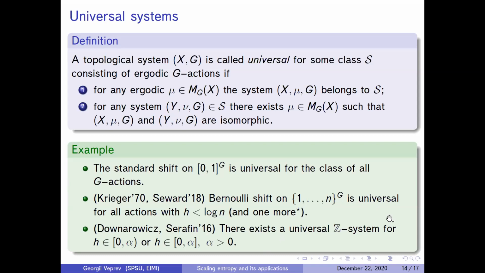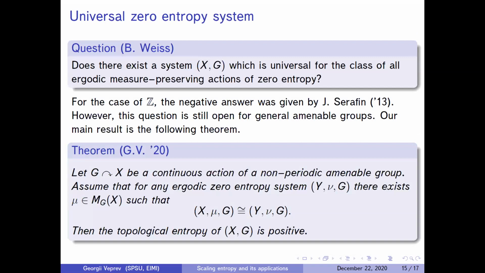Then the question we would like to answer is the following: does there exist a system which is universal for the class of all ergodic measure preserving actions of zero entropy? Due to the variational principle, this system must have zero topological entropy. Let me remark that for the case of Z, the negative answer was given before by Jacek Serafin, but his proof cannot be extended to group actions because it uses some technique that does not work for group actions.